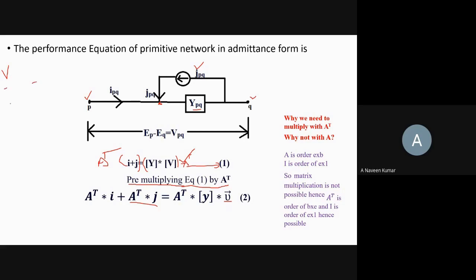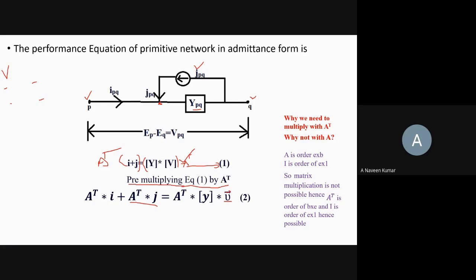If you have 4 buses like this, then the voltage at all the buses can be represented with capital letters. But this is a primitive network, no? This is an unconnected element. So that's why we are representing it with small v. That too, it's a column vector.